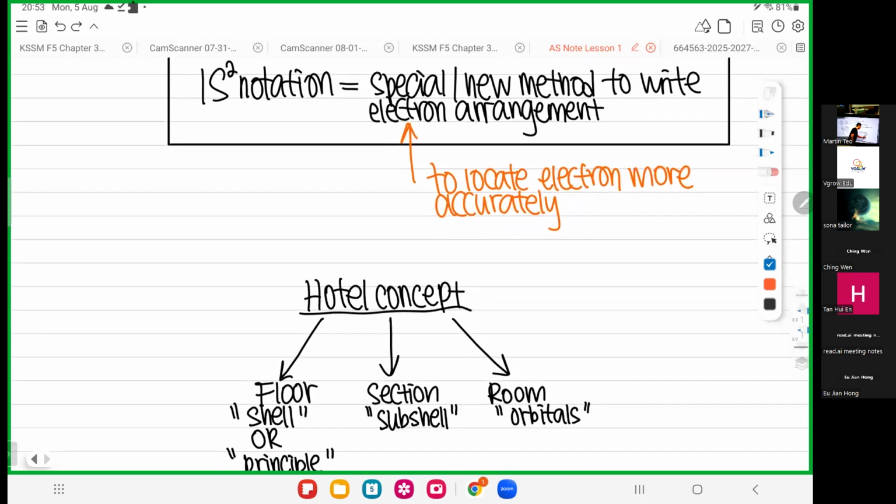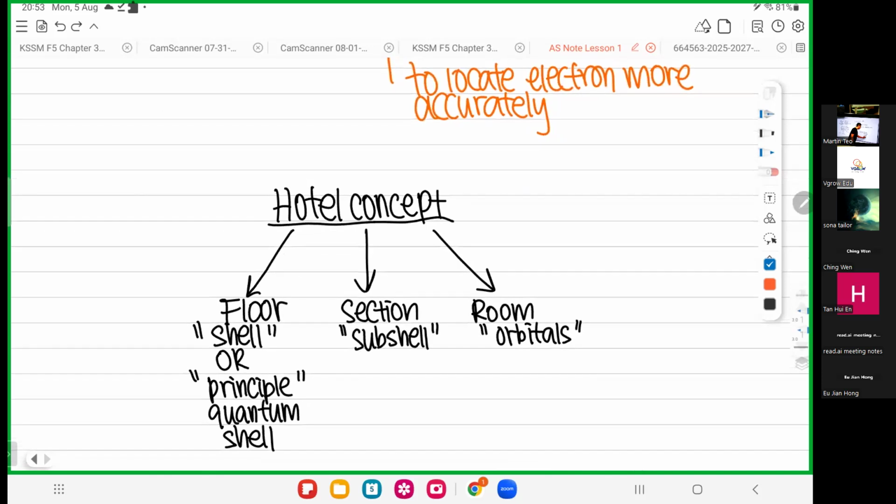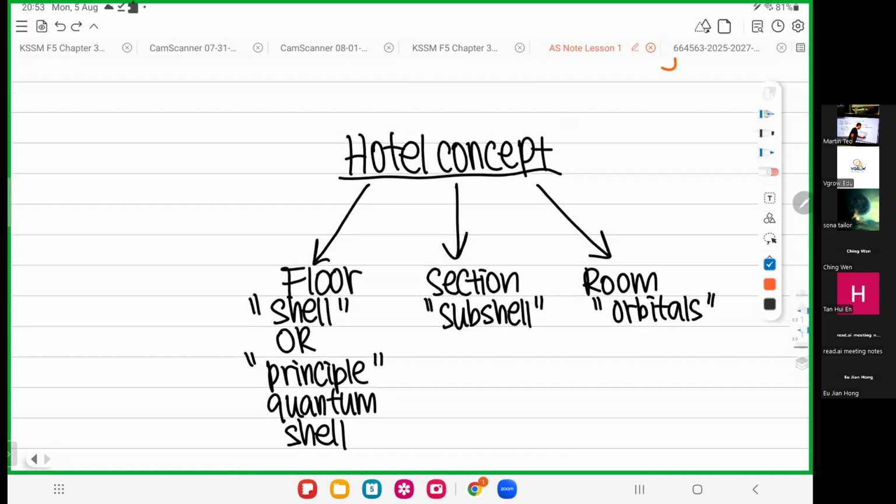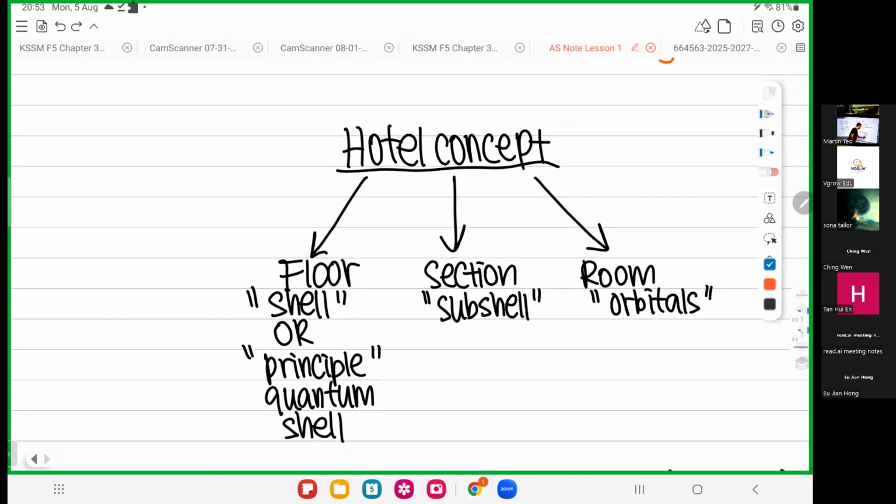So now we need to learn three important words. The first word is the floor. In the hotel concept, the floor is called the shell. You learned about shells back in high school, right? Sodium has 2,8,1, so 3 shells. Lithium has 2,1, so 2 shells. When you come to A level, we don't call it shell, but instead use a fancier word called principal quantum shell. We will learn about the principal quantum shell. No worry, I'll show you what it is.